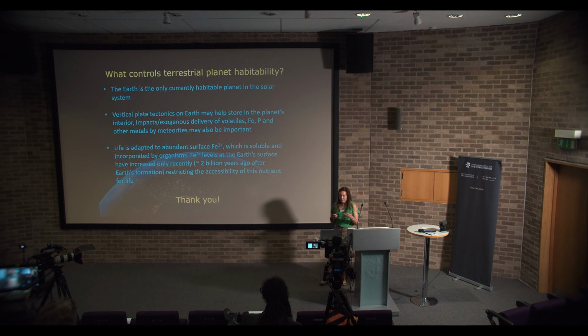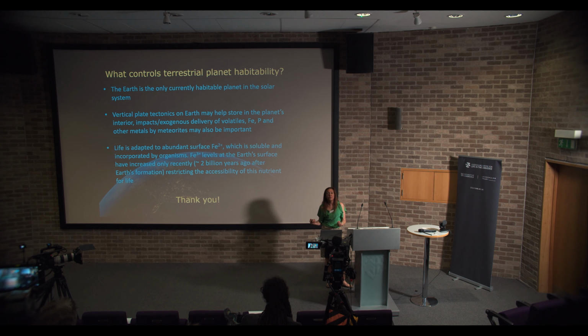Processes such as the development of unique vertical plate tectonics on Earth could be potentially important, as it may allow the storage of water and other volatiles in the Earth's interior. And as Mark talked about, late delivery of volatiles, iron, phosphorus, and other metals by meteorites might also be important. And now, moving on, and with note to the next talk coming, life is adapted to abundant surface metal concentrations, abundant soluble iron 2+, for example.